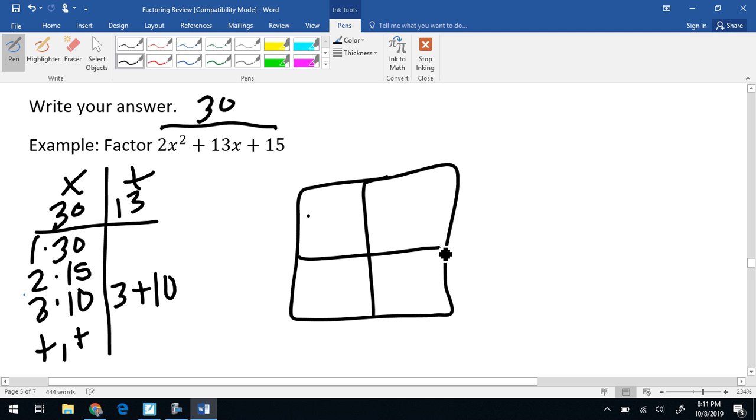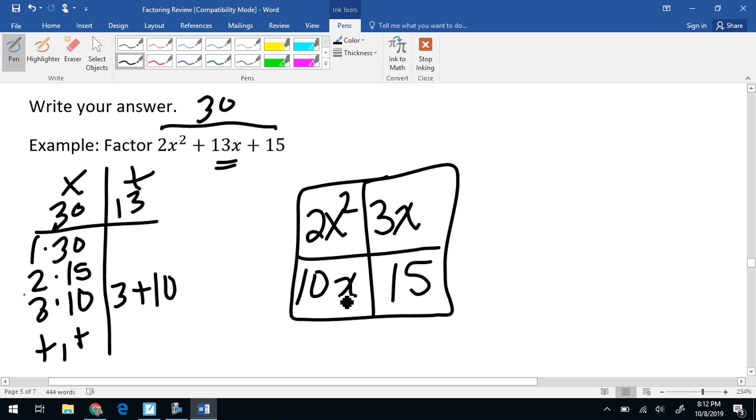I'm going to place the first term in the first box, constant term in the last box, and then I'm going to use the 3 and the 10. But be careful, remember what I'm trying to do is add to 13x. So it's going to be 3x and 10x. So let me make the point here that my trinomial, 2x squared plus 13x plus 15, and what I have in the box are equivalent. 2x squared plus 13x, 10x plus 3x is 13x plus 15. So I've not changed my problem, I've just changed the way it looks.